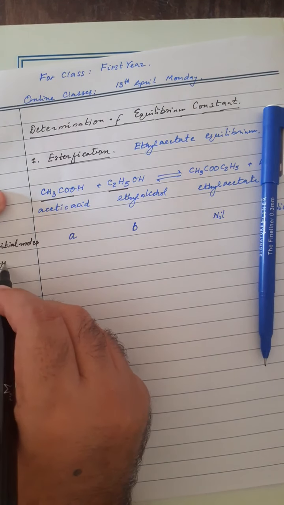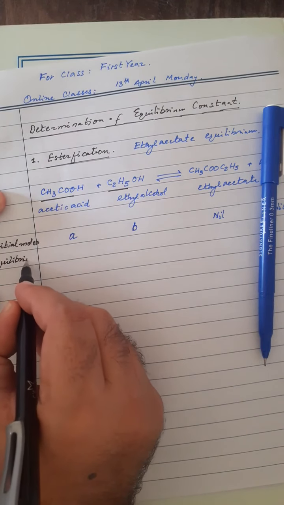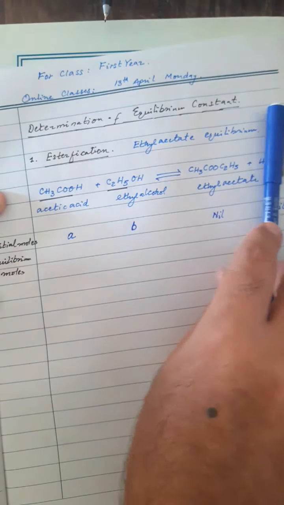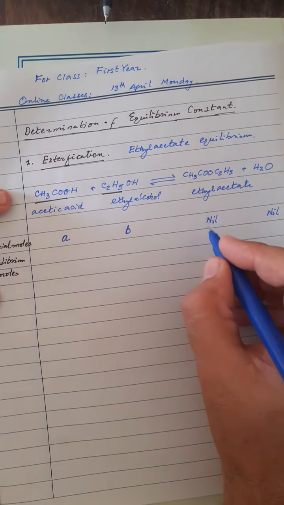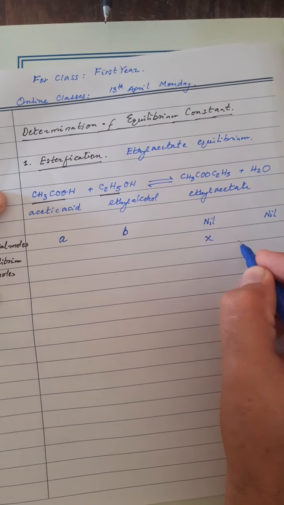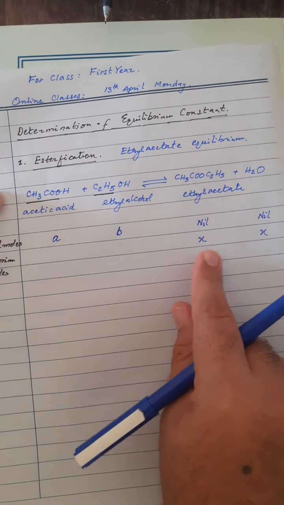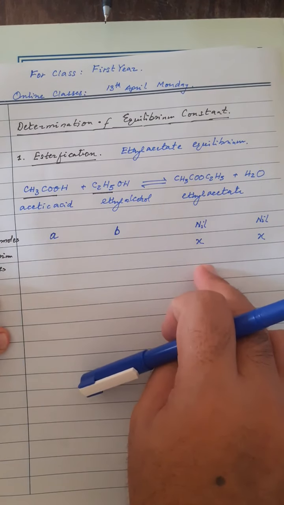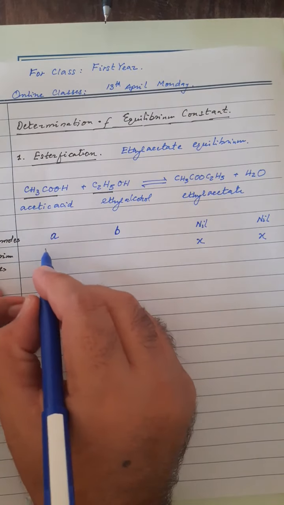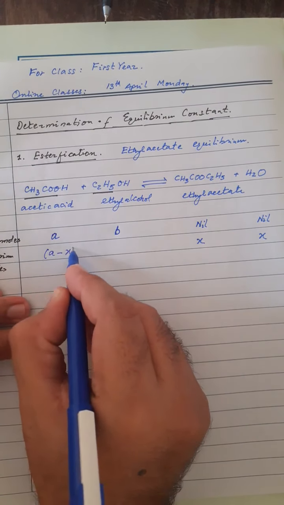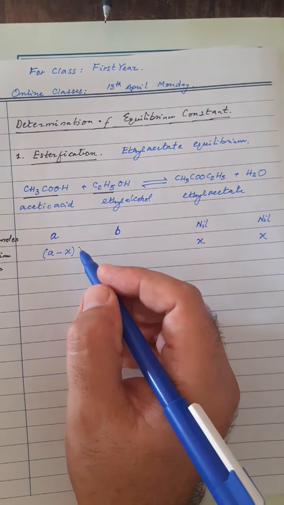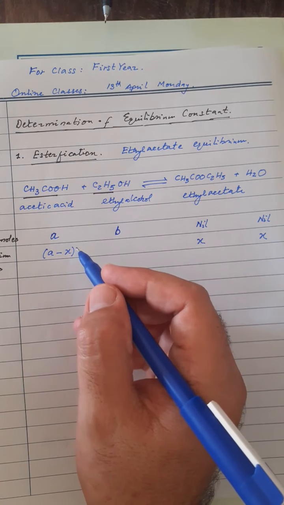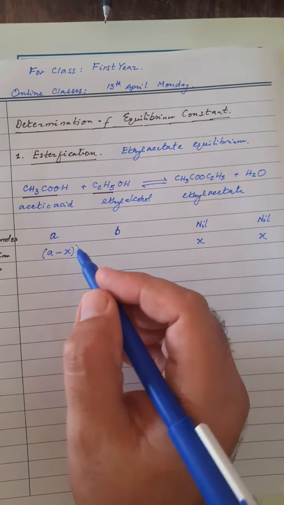Equilibrium moles. All right. So once equilibrium is attained, some unknown quantity of ester, X, and water is formed. Why X? Because we don't know what the X will be. How can we find X? To find X, we will basically do A minus X. Like if acetic acid was 10 ml and at equilibrium it is 3 ml, how much of it is consumed? 7. So that will be the ester.